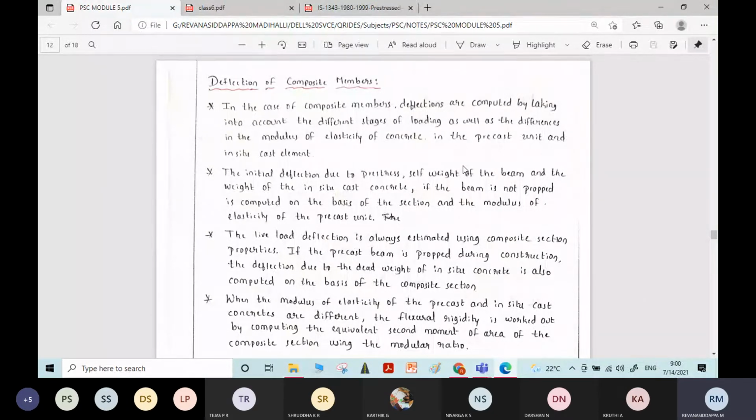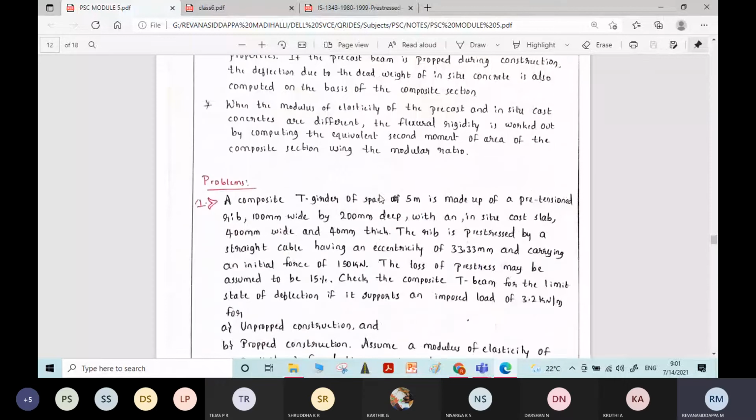So today we will solve problems on deflection of composite members. Like the normal PSC beam, here a composite beam will be given, and for that composite beam we need to find the deflection. The method of finding the deflection for a composite beam is similar to that of a pre-stressed beam, with some minor changes. I will tell you how the calculation of a normal PSC beam compares to that of a composite beam while solving the problem.